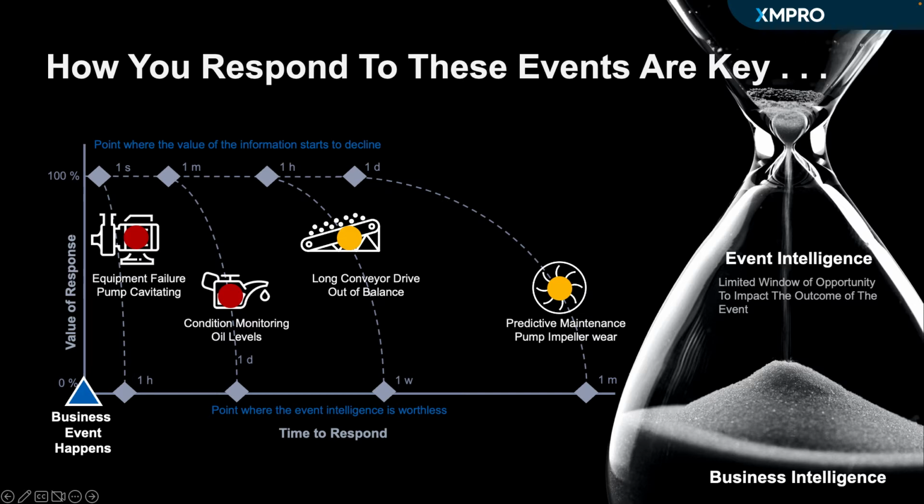Now, for us, event intelligence is that ability to still impact the outcome of the event. So it's typically, as you see here, the sand still flowing before it lands and it settles. Then it becomes business intelligence. Then I can do reporting on what were my failures, what were the losses. What we're trying to do with event intelligence and the problem that XMPro is solving is how do we impact the outcome of an event by having the ability to intervene.